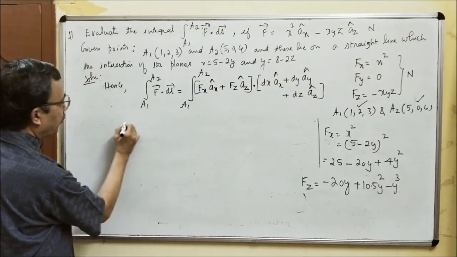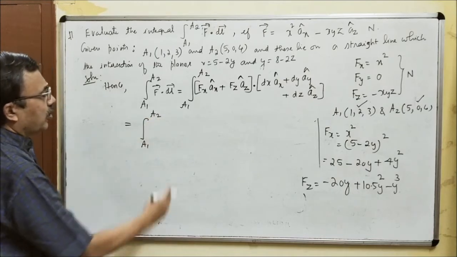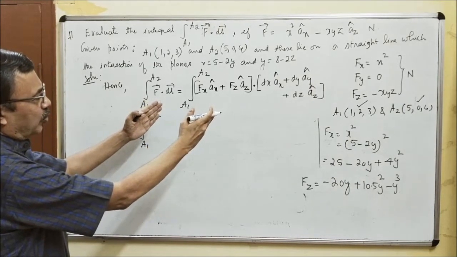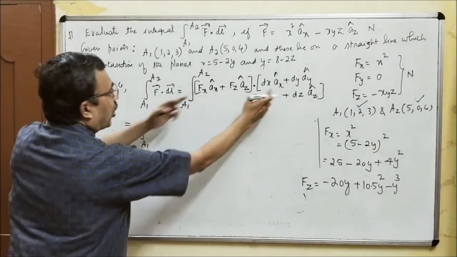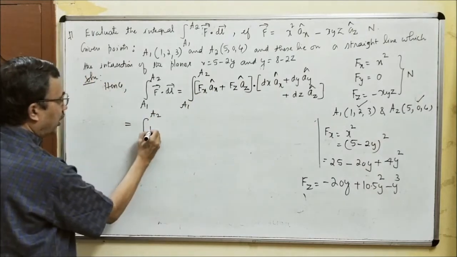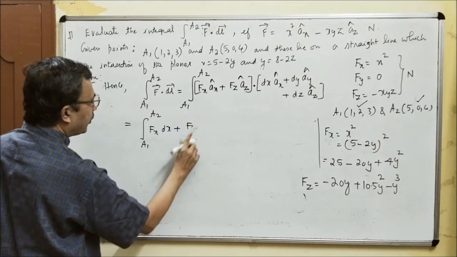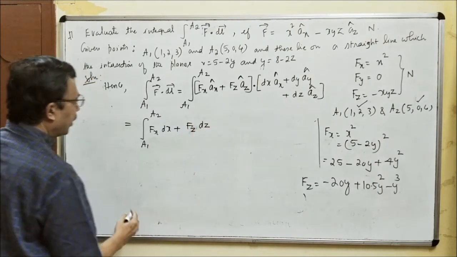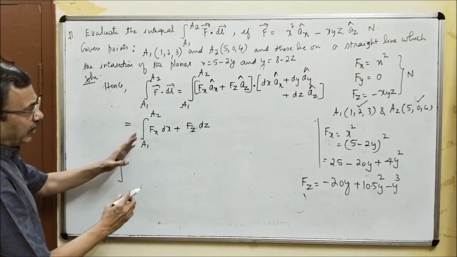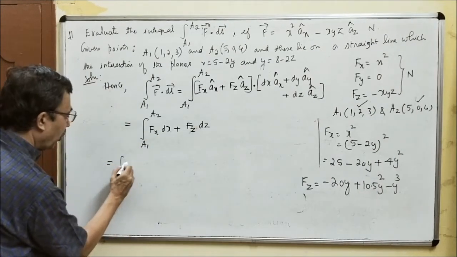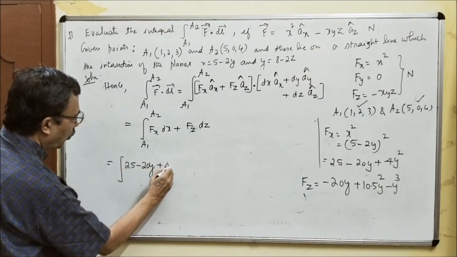So this becomes integration between the points a1 and a2. Coefficients of ax cap you multiply, coefficients of az cap you multiply and add. That is the result of a dot product of these two vectors. So you get Fx dx plus Fz dz. Now I'll split this integral into two parts. What is Fx in terms of y? It is 25 minus 20y plus 4y square.